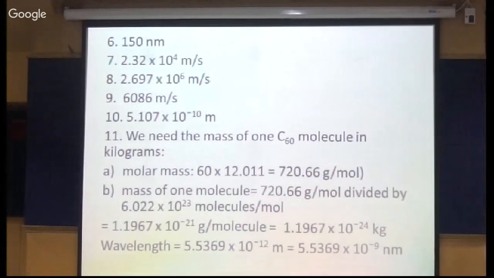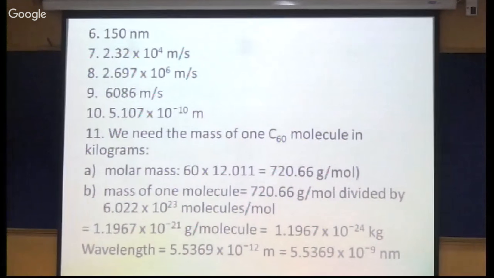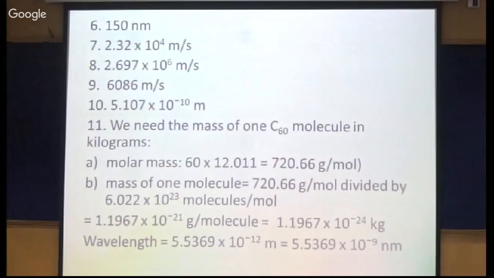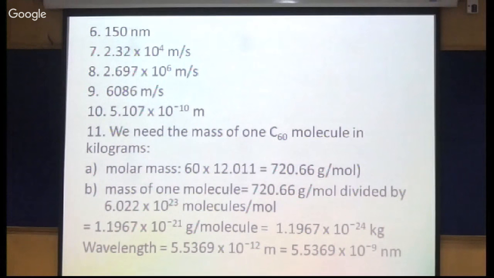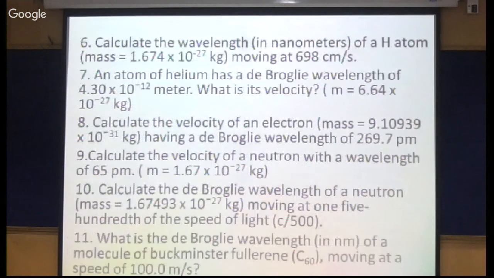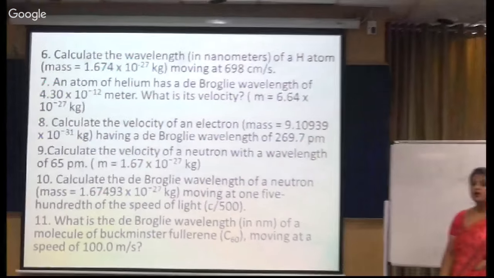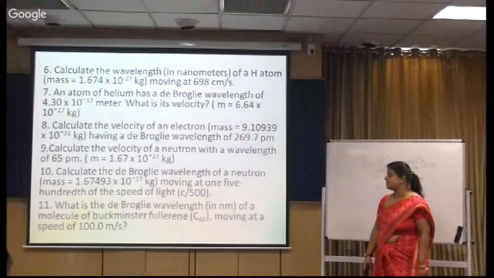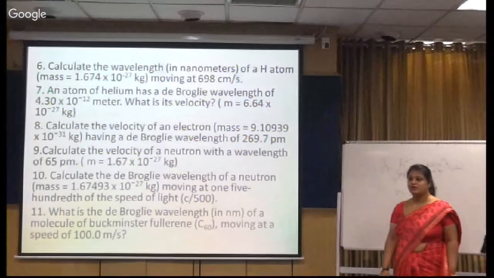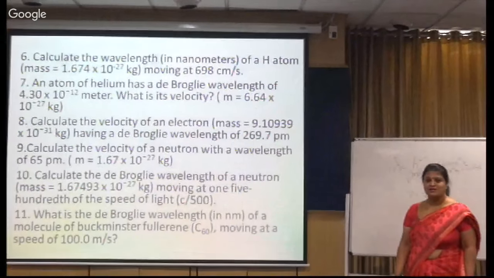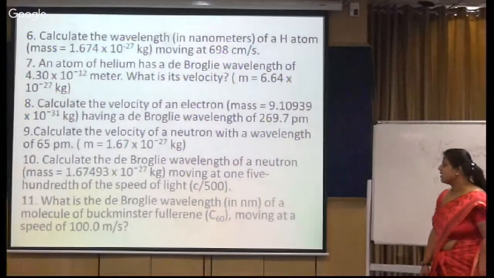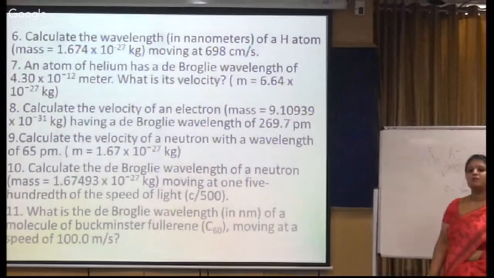For number 10, the answer is 5.107 into 10 to the power minus 10 meter. Okay. Now question number 11 is slightly different and interesting also. What is the de Broglie wavelength in nanometer of a molecule of Buckminsterfullerene? This is nothing but the allotrope of carbon, that is C60, moving at a speed of 100 meter per second.